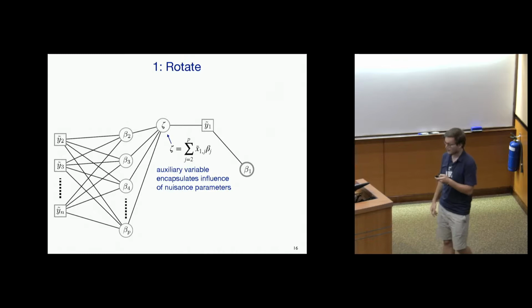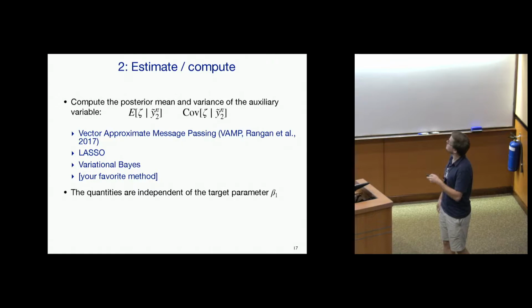To do that, what we're going to do is find the mean and covariance of the zeta given all these y tildes except for y tilde 1. So we're going to compute this mean and covariance, or actually we're going to estimate the posterior mean and covariance. And specifically, we will be considering vector approximate message passing, because it turns out for these linear models and these IID priors, or separable priors, this seems to perform really well. It's really fast and can then scale to large problems.